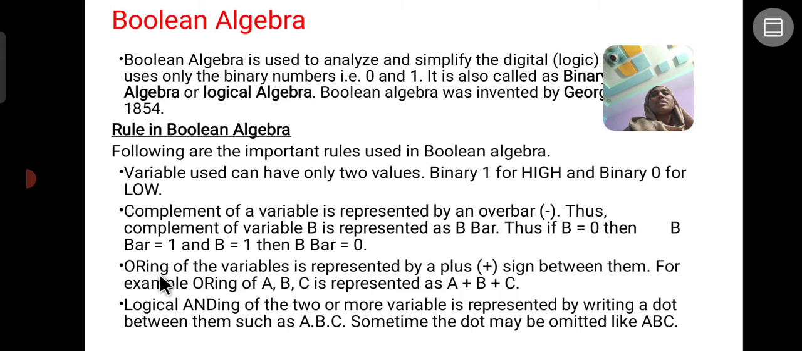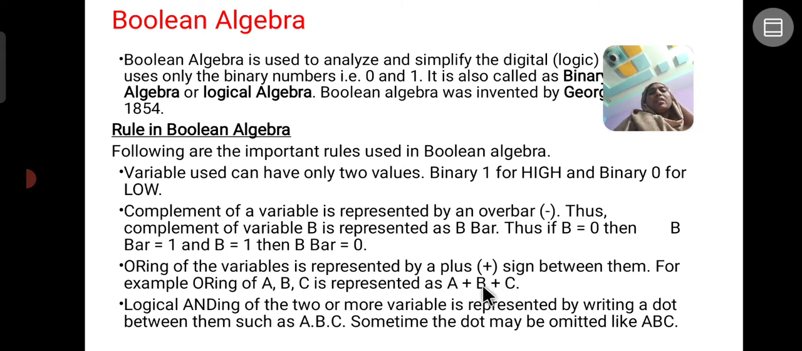So OR gate, what is the output of the OR gate? If any one input is 1, the output is 1 for the OR gate. So in an OR gate, the output is 0 only when both the inputs are 0. In all the remaining conditions, the output is 1 for the OR gate. So ORing of the variables is represented by a plus sign between them, A plus B. For example, ORing A, B, C is represented as A plus B plus C.